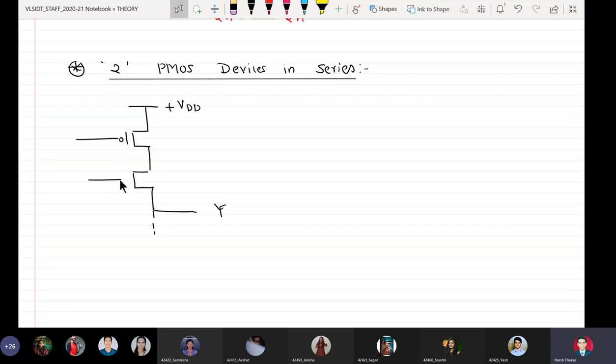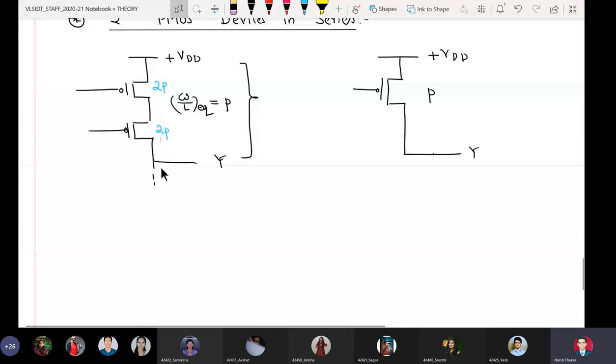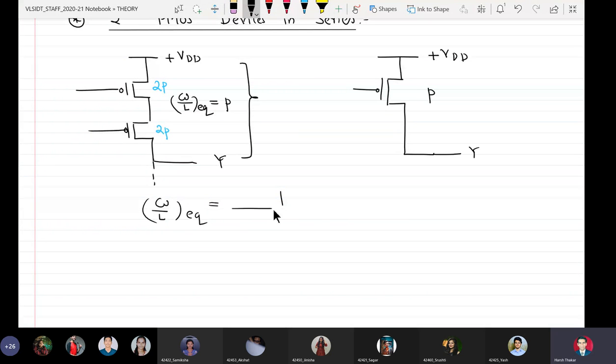And I know that my W by L equivalent should be equal to P, because if this circuit would have been a CMOS inverter, then I would be having a single PMOS device between output node and VDD, size was P. So just like before, only when I have the first PMOS with size 2P and second PMOS with size 2P, then as per equation number 3, my W by L equivalent would now be equal to 1 over 2P plus 1 over 2P equal to P, that is equal to CMOS.